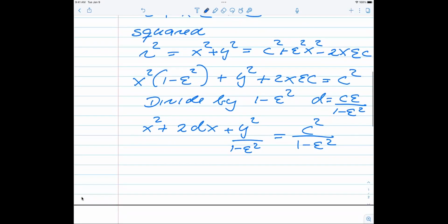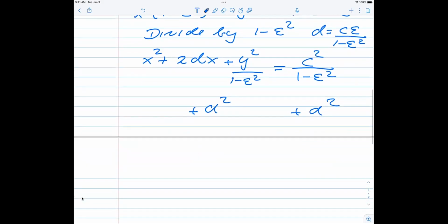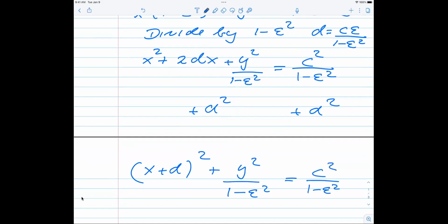Now you may ask, how do we find elliptical orbits from this? So one thing is to complete the square. So we add plus d squared on both sides. If we do that, then we can bring this together with this term, and we can rewrite that as x plus d squared plus y squared over 1 minus epsilon squared. And this is equal to c squared over 1 minus epsilon squared, plus this quantity d squared.